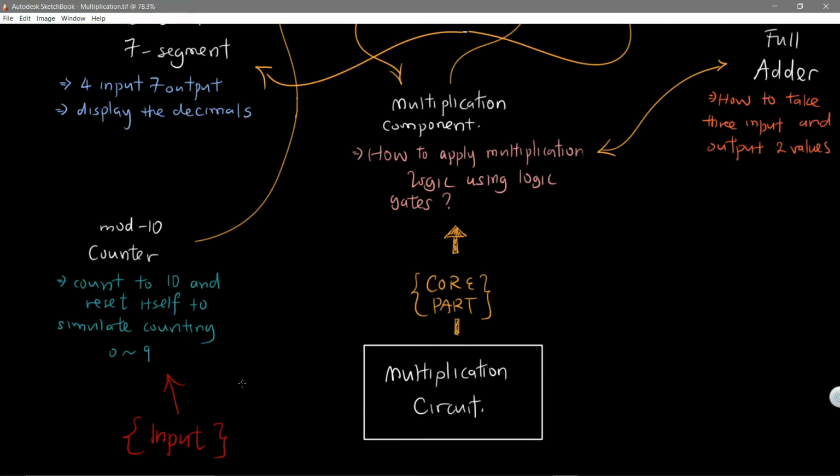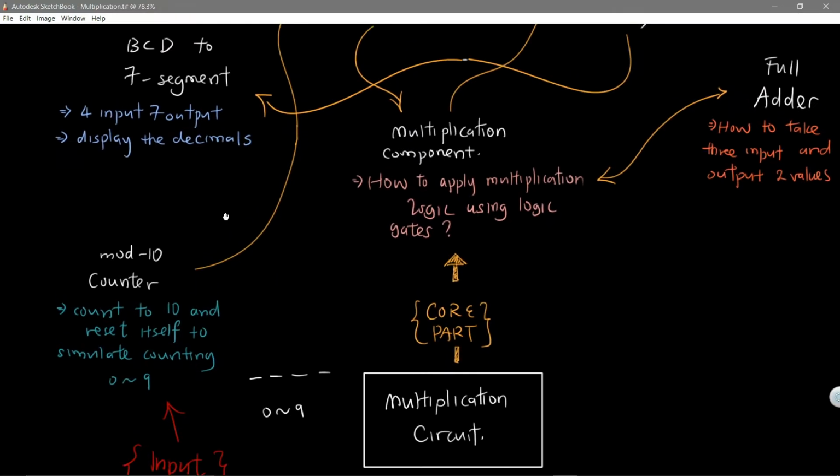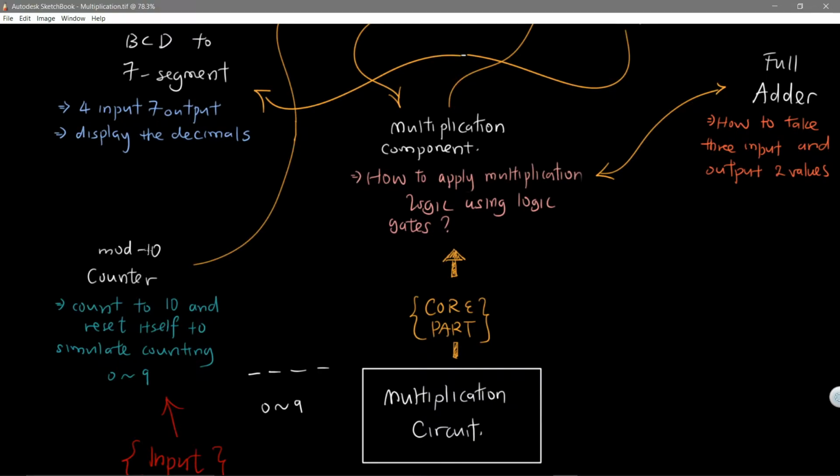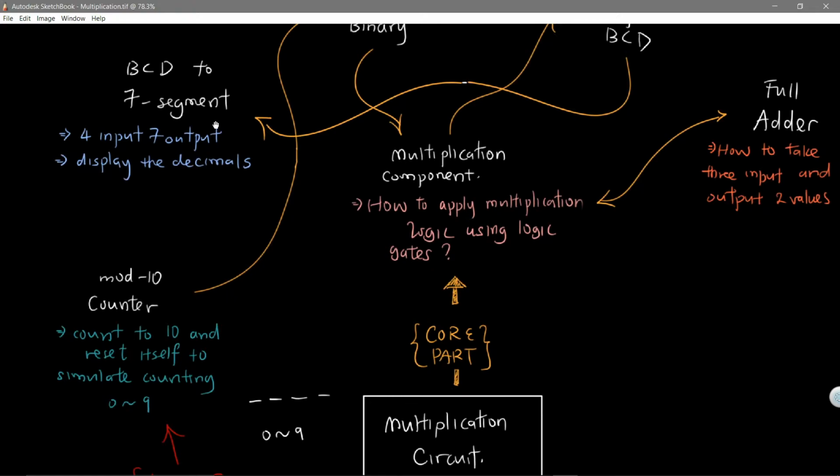Okay, so first you input the numbers, and it's going to be in decimal values. So let's say it's going to have 4 digits. So you are going to have 4 digits of 0 to 9, right? So you need a mod 10 counter so that you can cycle through each of the digits from 0 to 9. So you count to 10 and reset itself to simulate the counting of 0 to 9. So that's what a mod 10 counter means.